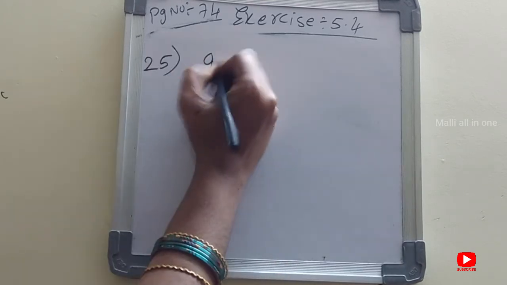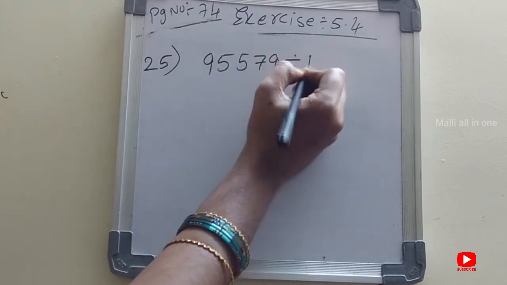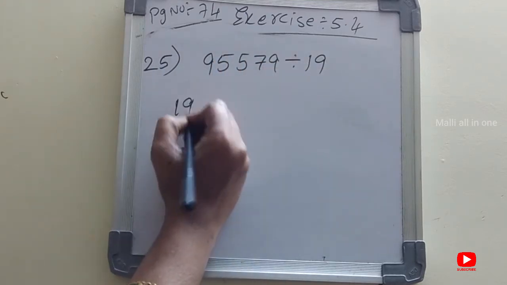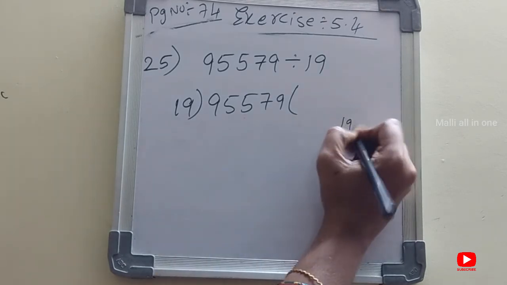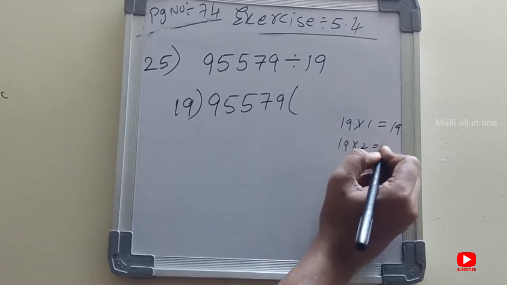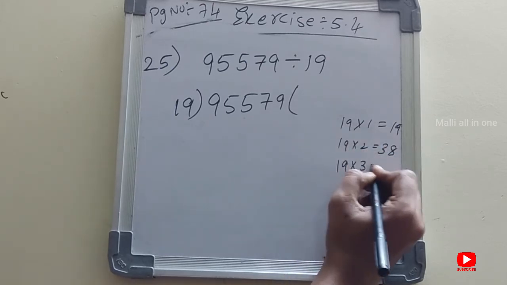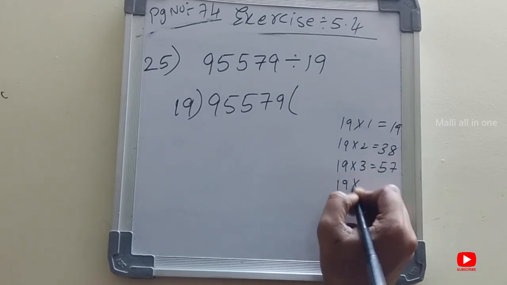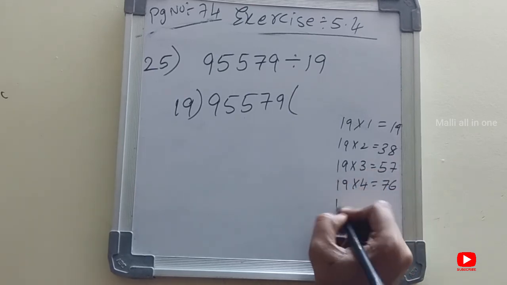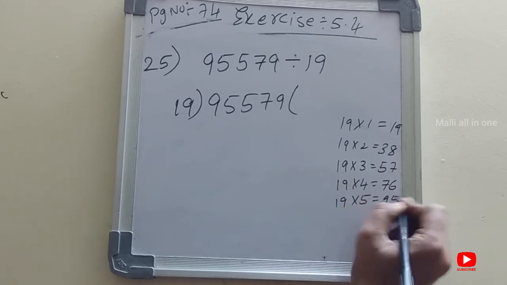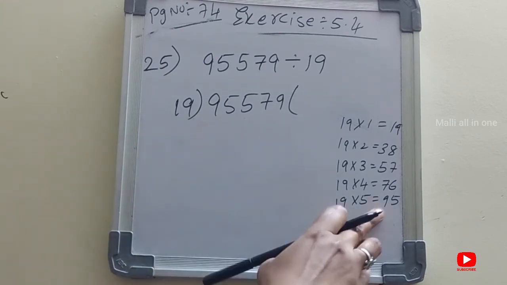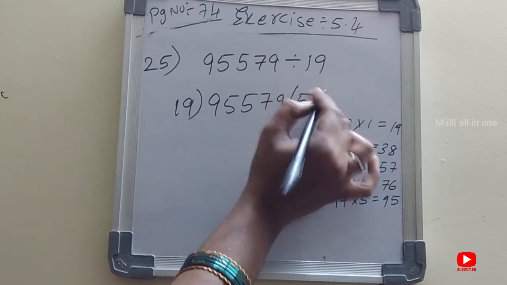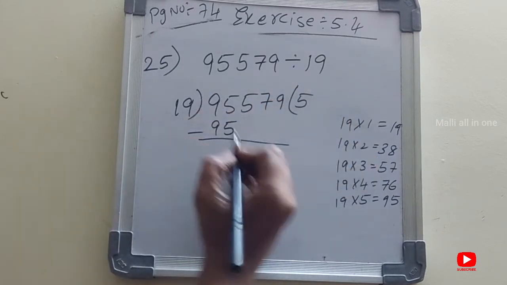Now 25th sum. 95,579 divided by 19. Here see, 5 digits came now. We already know the 19 table. Up to 20 we learned. So here write rough work. 19 ones are 19. 19 twos are 38. 19 threes are 57. 19 fours are 76. 19 fives are 95. So 95 came now. We have to remember like this. Here 2 digits are there, so up to that we have to write this multiplication. 19 fives are 95. So 95 minus 95, 0.